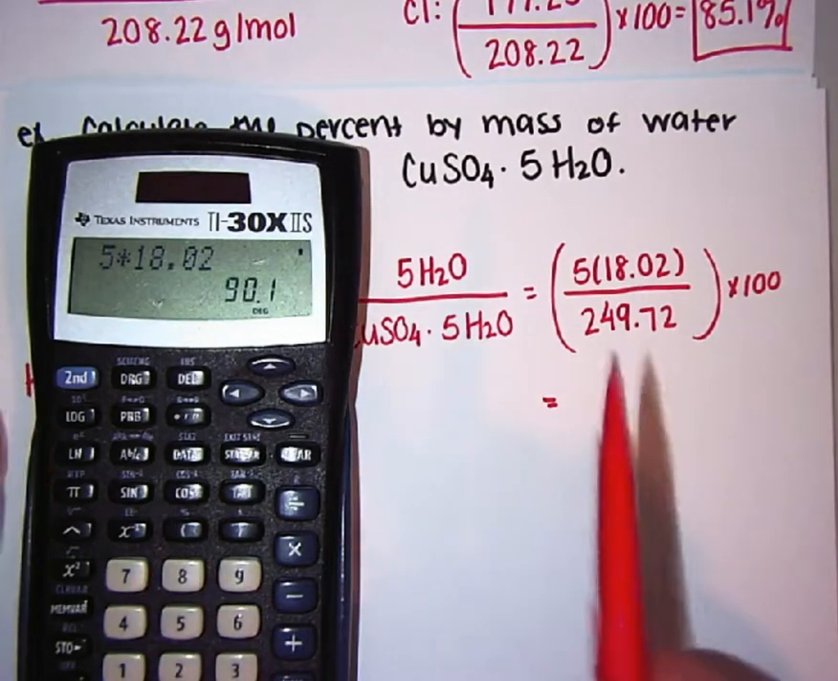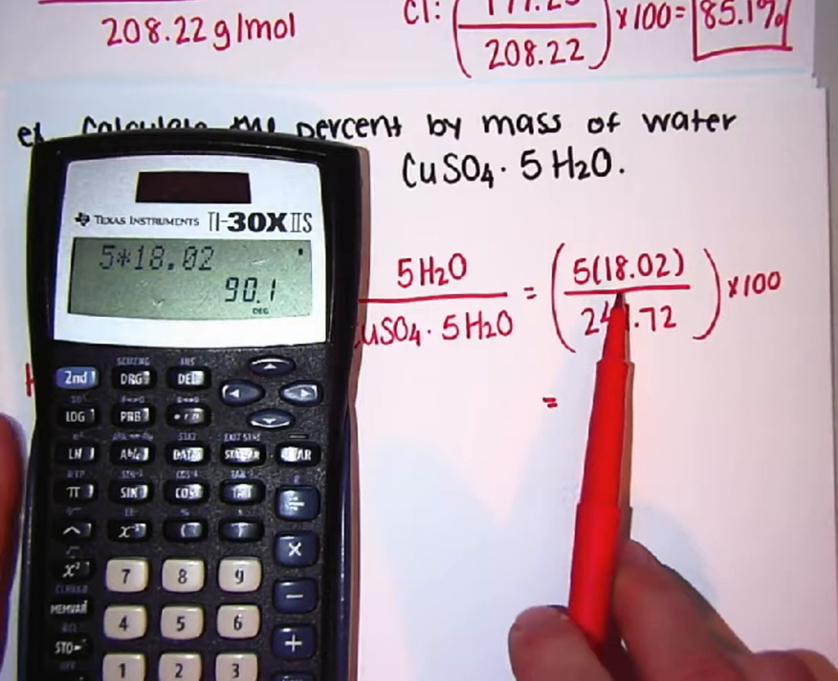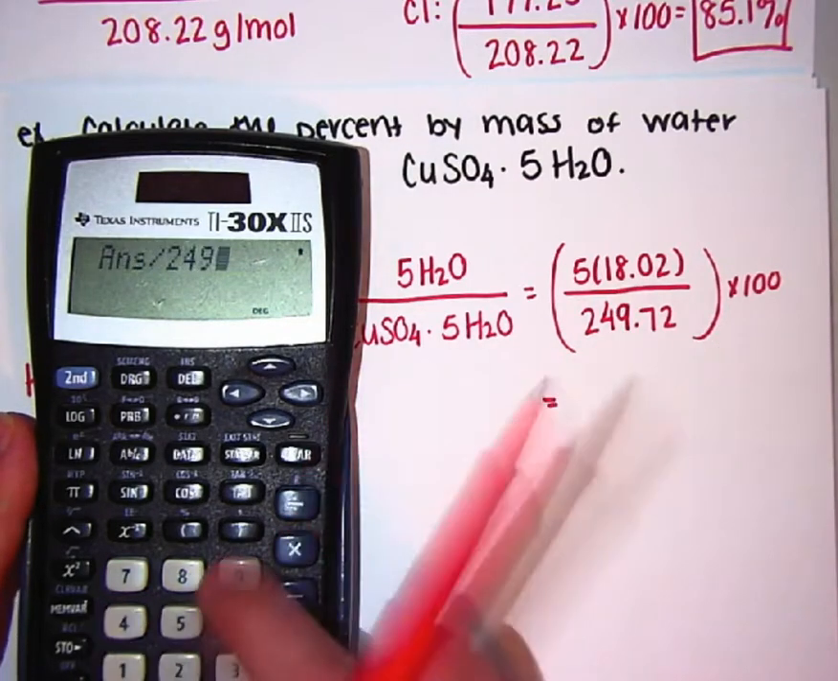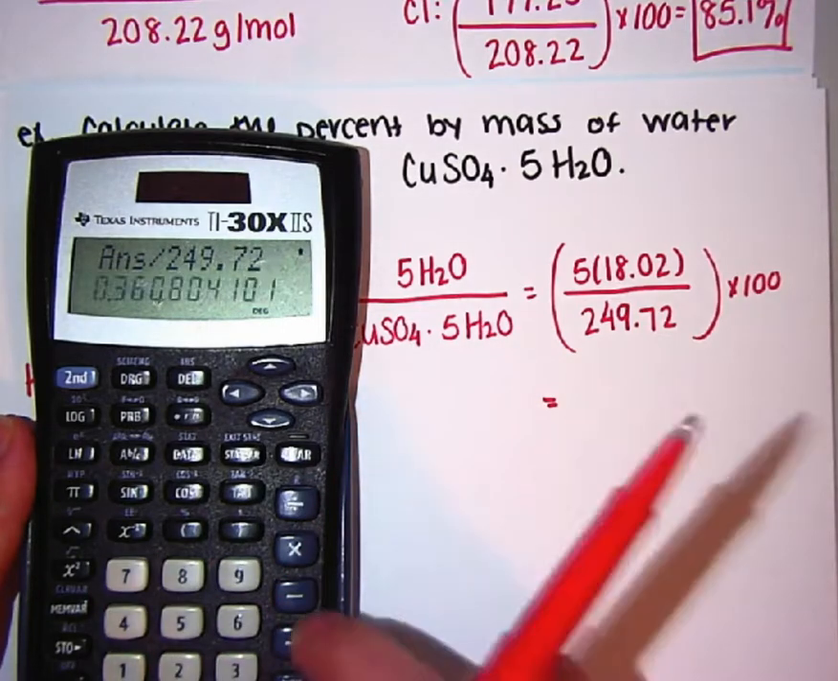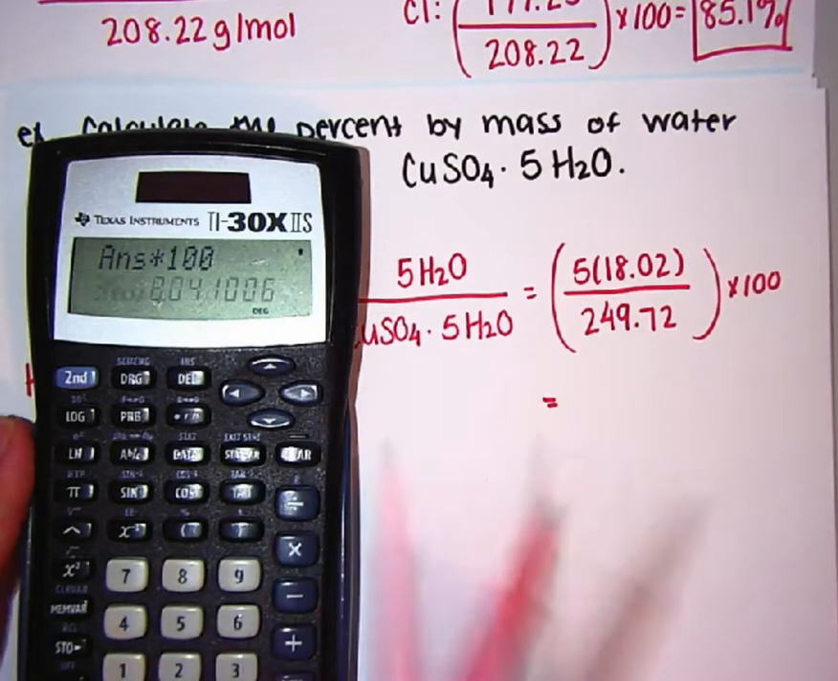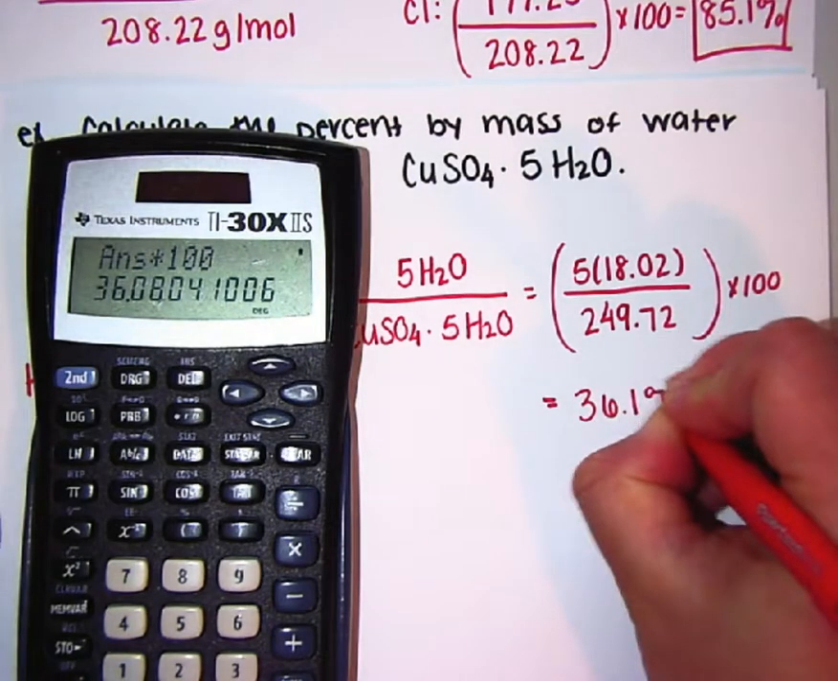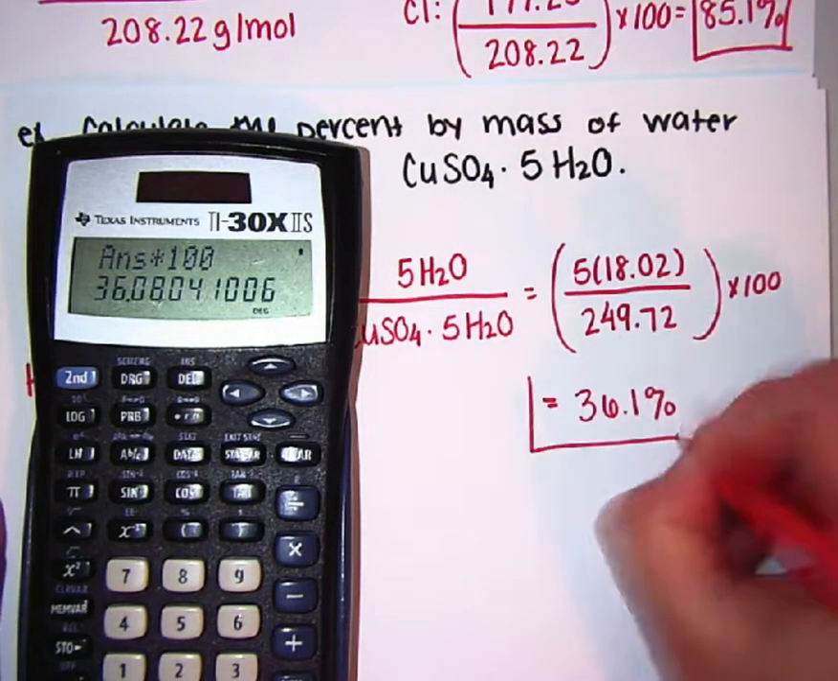So the total mass of 5 times 18.02, 5 times water, is 90.1, divided by the total mass of the hydrate, and then multiply by 100. About 36% of this hydrate is composed of water.